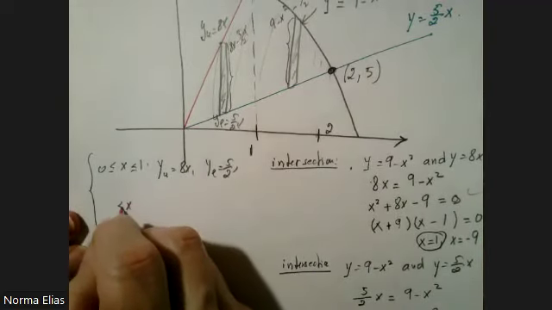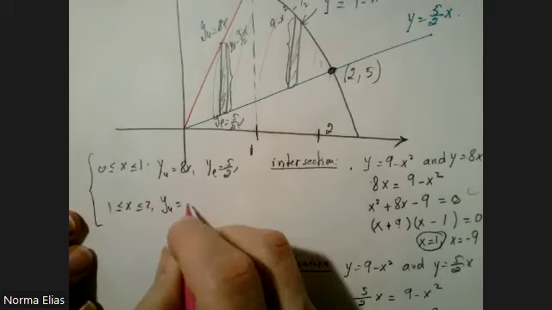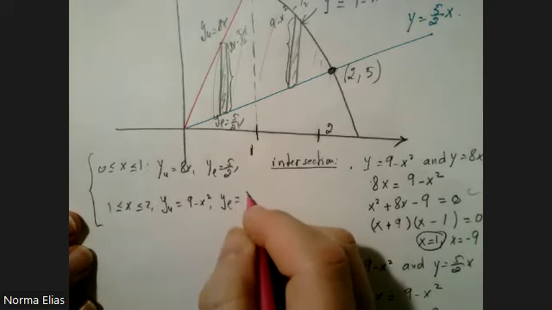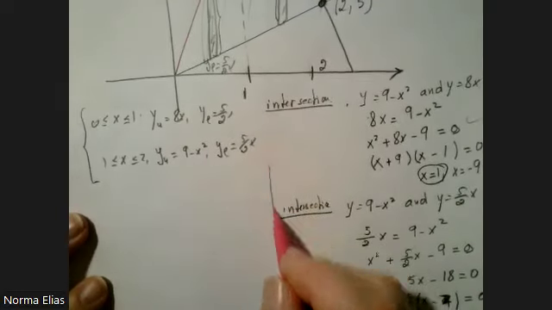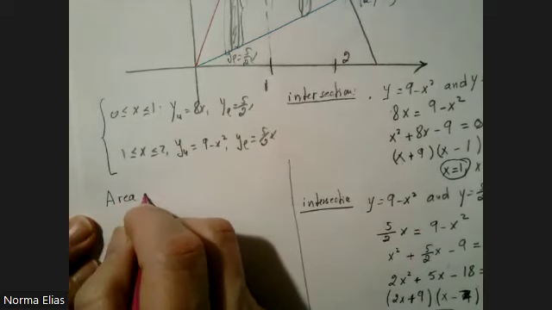And between 1 and 2, my upper is the 9 minus x squared, and my lower is the 5 over 2x. So it's only the upper which is changing. So now, finally, the area, I will not evaluate it. I will only set it up.